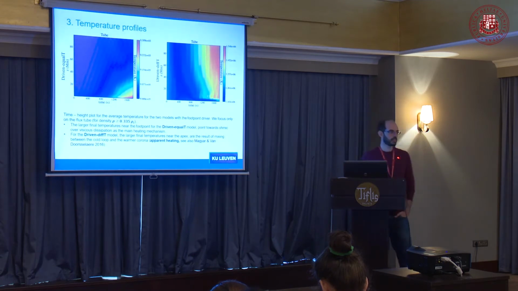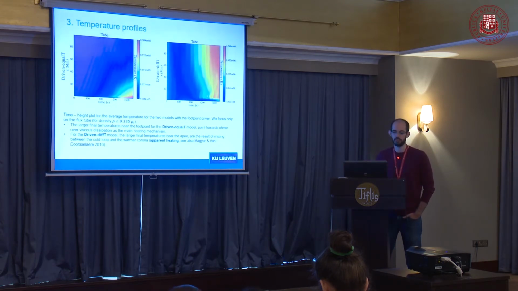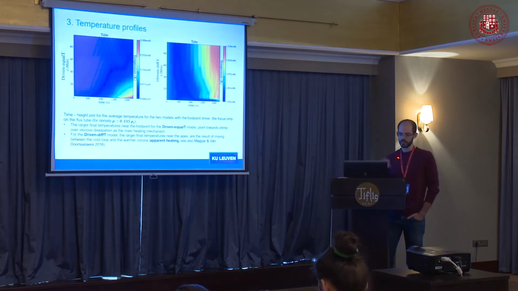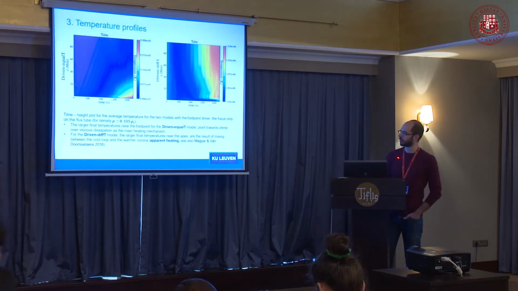And this is almost the final and most essential part of our results. What we see here is, on the left, the driven equilibrium model, so the model with a uniform temperature, and on the right, the model with a temperature gradient. We have the volume average temperature over height and over time for the whole duration of our simulations. What we see on the left is that we get a rise of temperature mainly near the foot point. There is a very small heating taking place at the apex, but compared to the foot point, it's negligible.